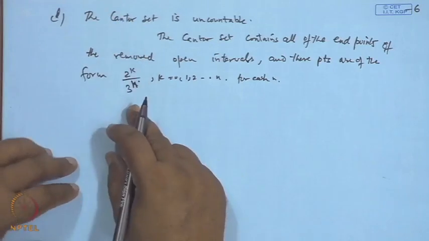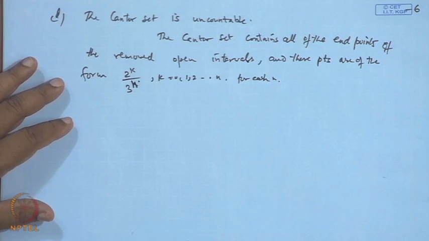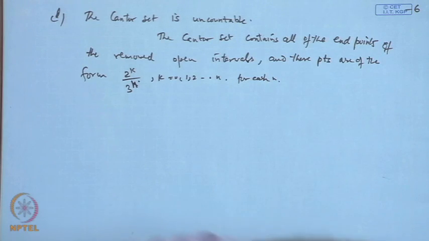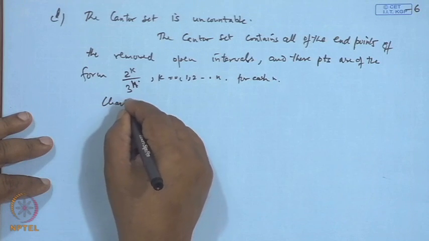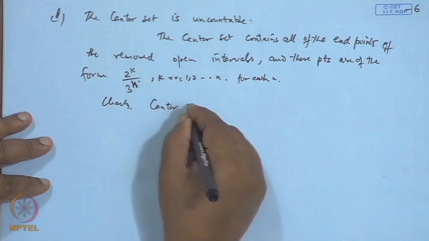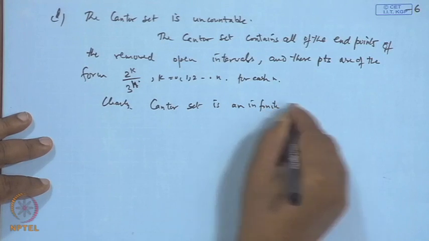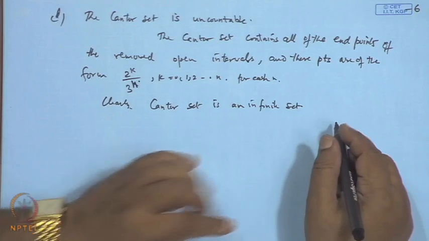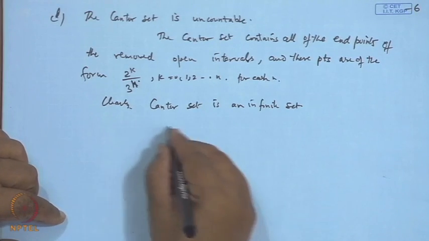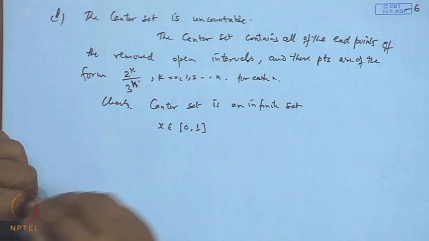We wanted to show this Cantor set is uncountable. So, these are infinite. First thing is the Cantor set is an infinite set, because there are so many points available. Clearly, the Cantor set is an infinite set.